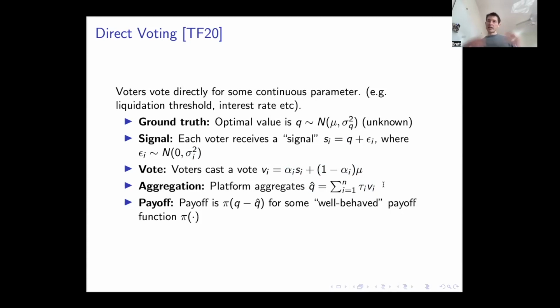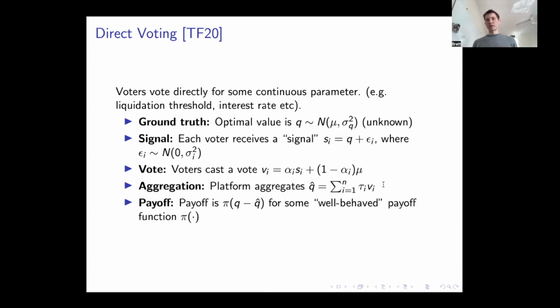But maybe it's stake weighted, so maybe the tau I is proportional to our stake or something. But the aggregation function is going to be a weighted average, with the weights could be different. And then the payoff everybody gets is basically how far you are away from the optimal. There's some unknown optimal Q, like the best for the platform would be a 65% collateralization ratio. And imagine some function that decays as the further you get away from it.